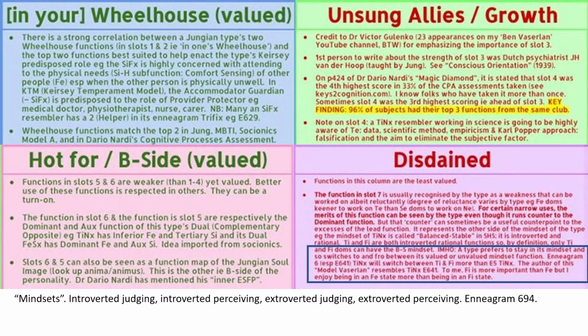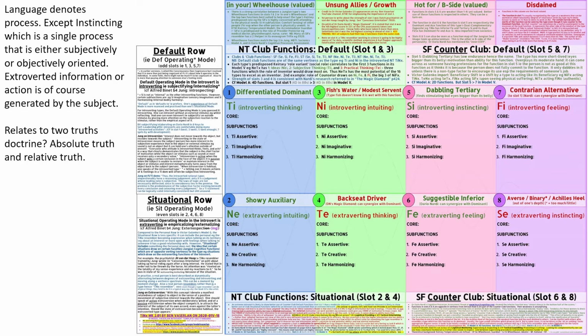And I like having TE in INTP being in the same club, having TE and TI in one club together and being expressed together in this type, and that goes for every type. So both thinking functions will always appear in the same kind of club.